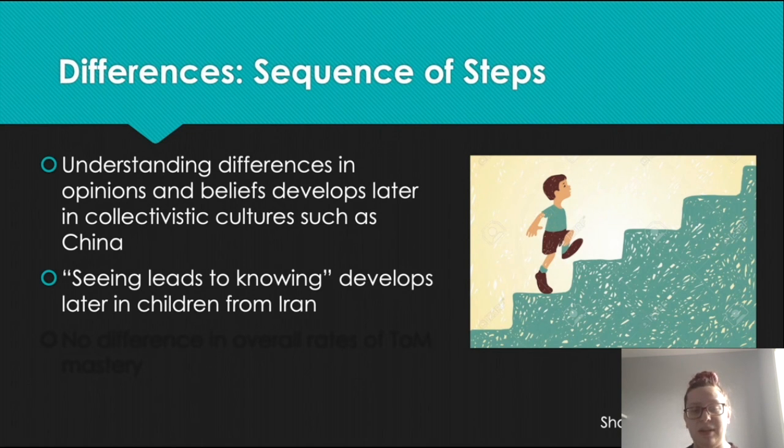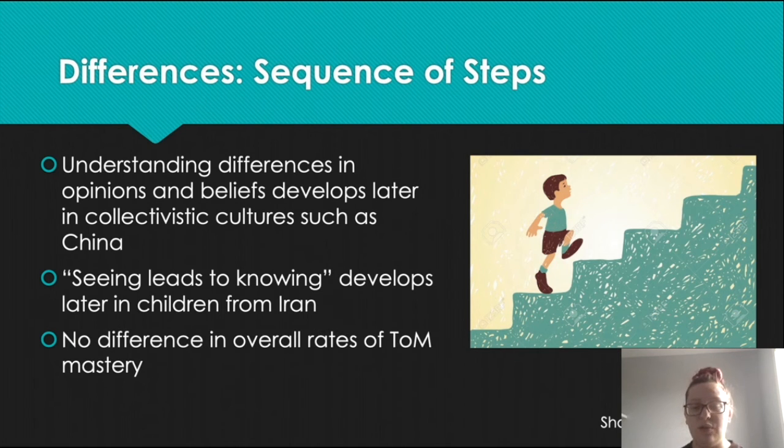Understanding differences in opinions and beliefs develops later in collectivistic cultures such as China. The idea that seeing leads to knowing develops later in children from Iran. These findings suggest that culture does have an impact on how quickly children learn aspects of theory of mind. However, there was no difference in overall rates of theory of mind mastery.